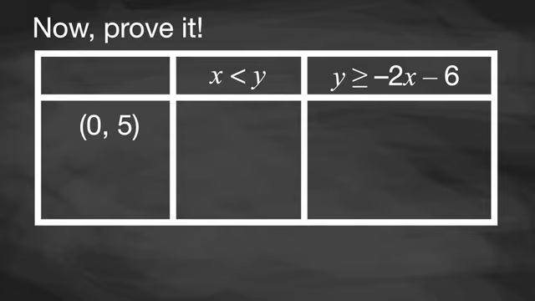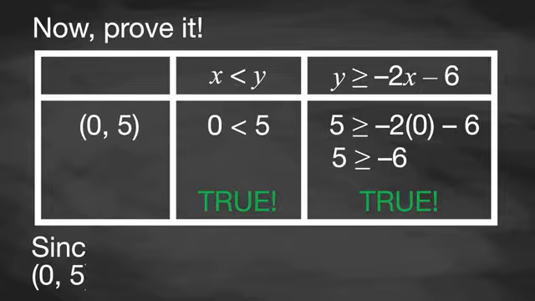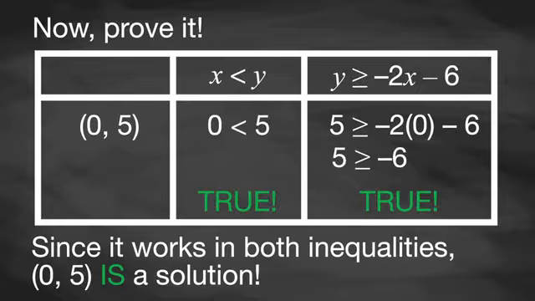When (0, 5) is plugged into x < y, the result is 0 < 5, which is true. When the ordered pair is plugged into y ≥ -2x - 6, the result is 5 ≥ -6, which is also true. Since it works in both inequalities, (0, 5) is a solution.